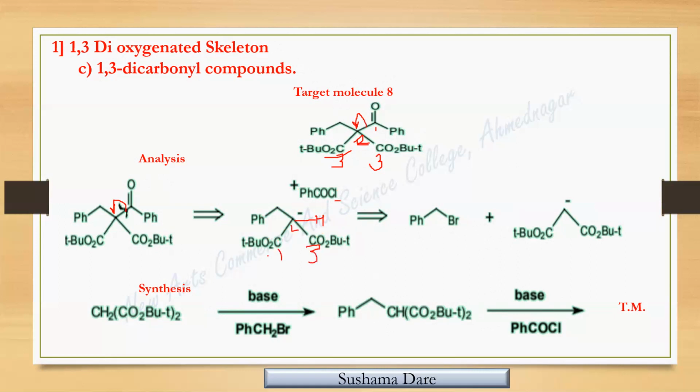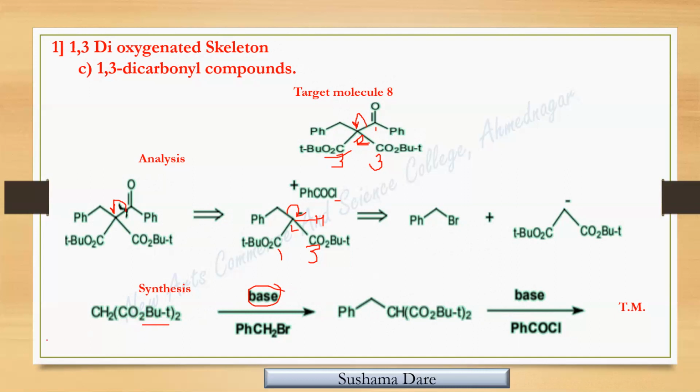But the best disconnection is, instead of disconnecting either here or here, the best disconnection is here. In which direction? In the direction of always an alpha carbon. So it gives PhCH2Br plus di-tertiary butyl malonate. For the synthesis, start with this, abstract this proton using sodium tertiary butoxide in the presence of tertiary butanol. Which base do we have to use? The base we have to use matches the ester you are working with. As it is a tertiary butyl ester, we use sodium tertiary butoxide in presence of tertiary butanol.